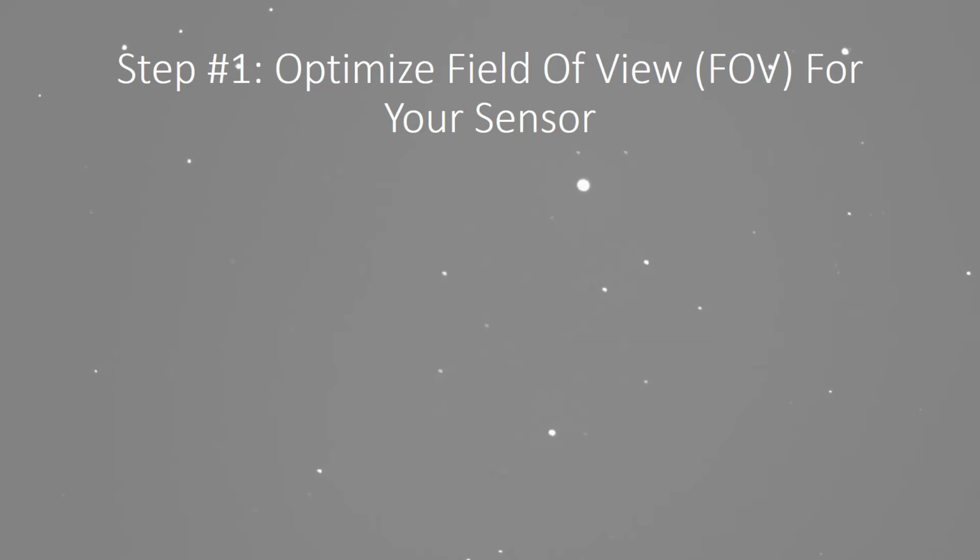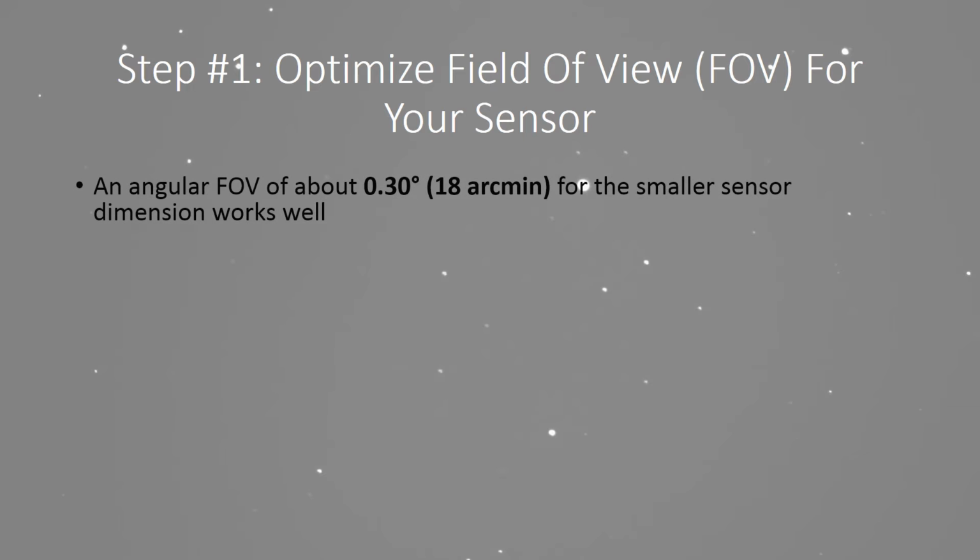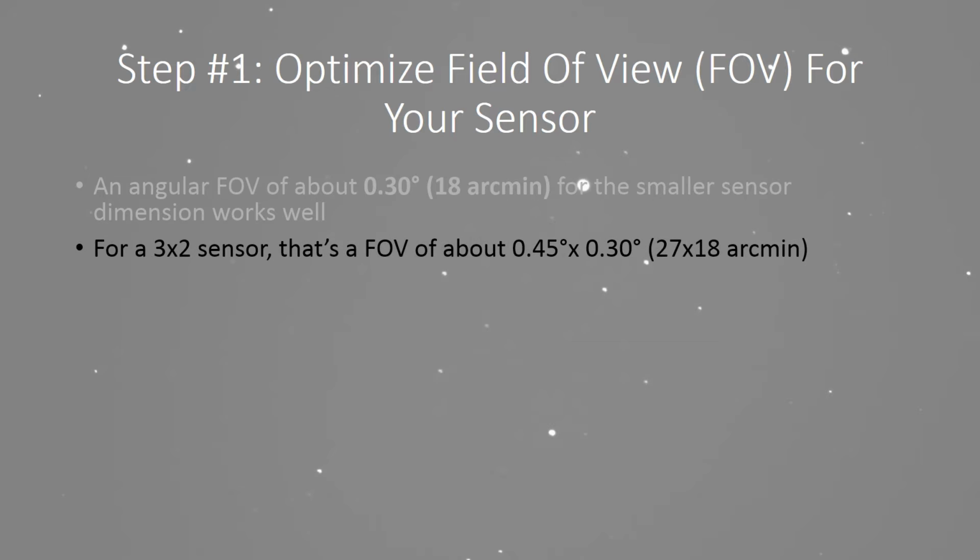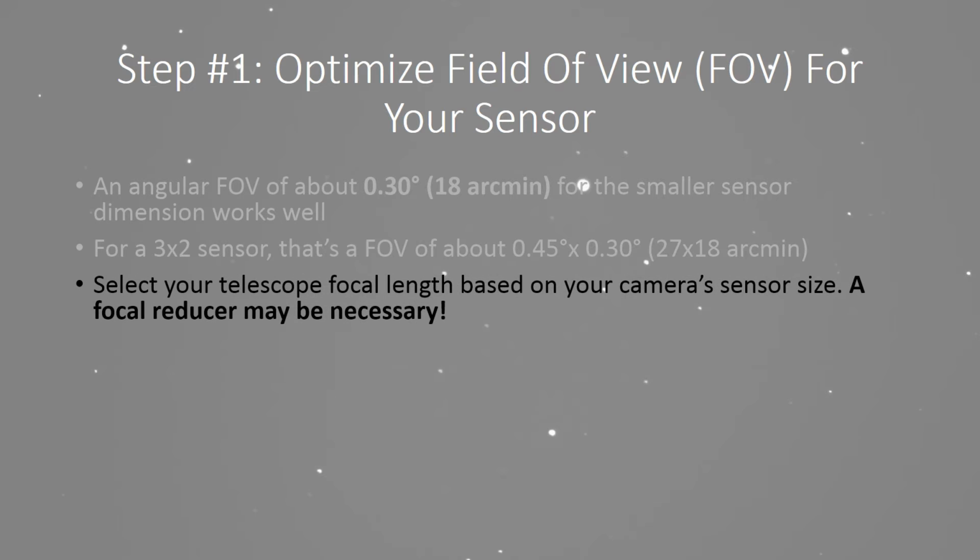The first step in finding the asteroid is to optimize your field of view for your sensor. An angular field of view of about 0.3 degrees or 18 arc minutes for the smaller sensor dimension works well. For a 3x2 sensor, for example, that's a field of view of about 0.45 degrees by 0.3 degrees, or 27 by 18 arc minutes. Select your telescope focal length based on your camera's sensor size.